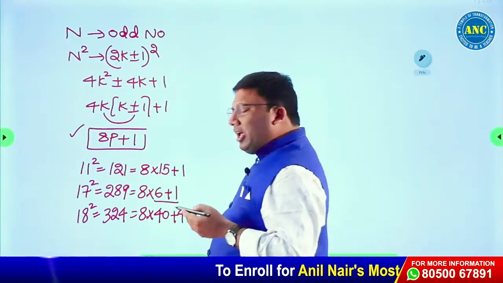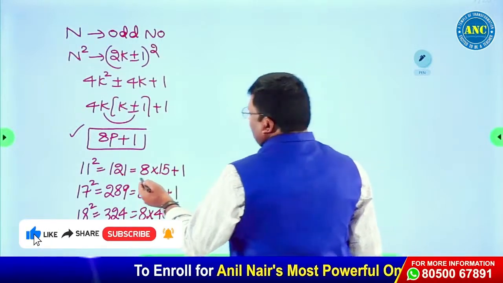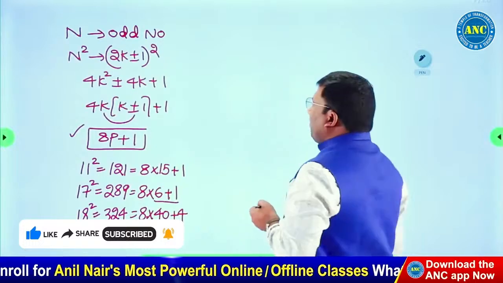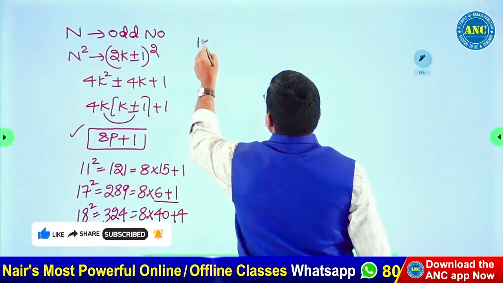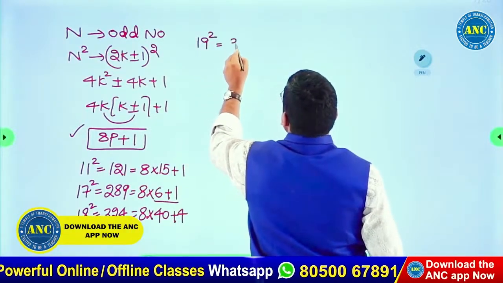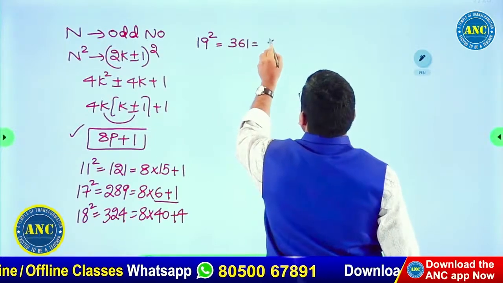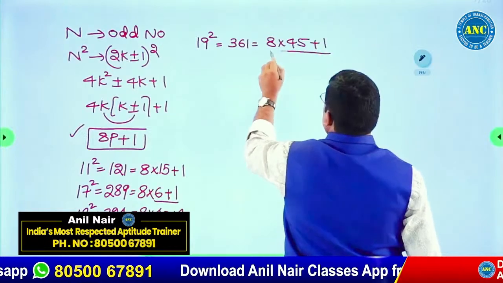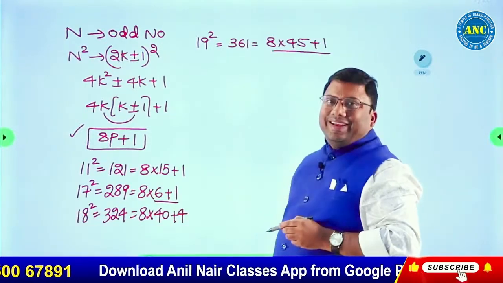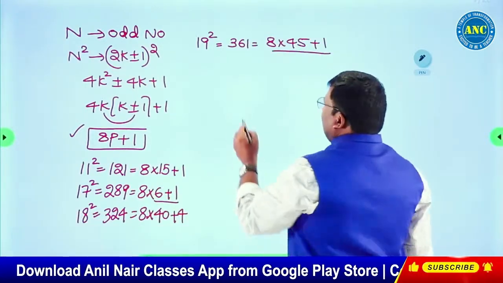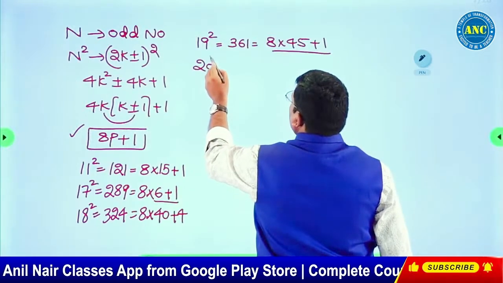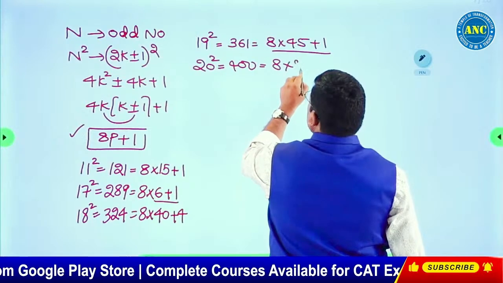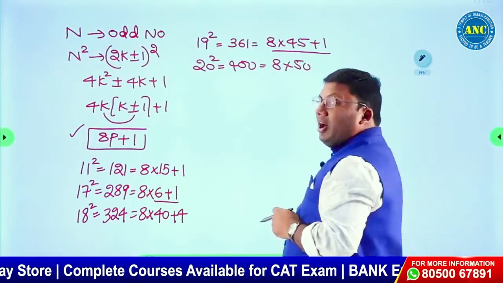Now you can keep on taking some values to check in case you are confused with this variable method. Suppose it is 19 square. 19 square is 361. 8 into 45 is 360 plus 1, so 8p plus 1. You can take 20 square. 20 square is 400. 8 into 50, perfectly divisible. Are you all with me?